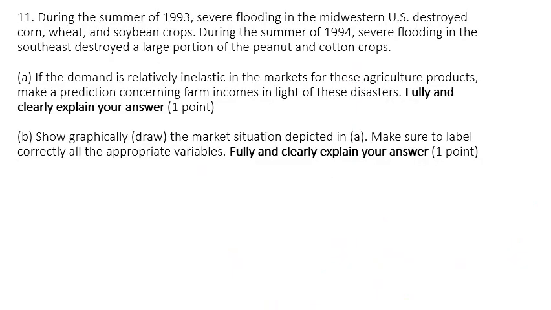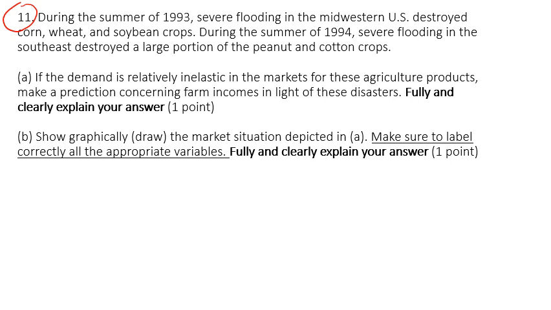Interesting question. Question 11. During the summer of 1993, severe flooding in the Midwestern U.S. destroyed corn, wheat, and soybean crops. During the summer of 1994, severe flooding in the Southeast destroyed a large portion of the peanut and cotton crops.